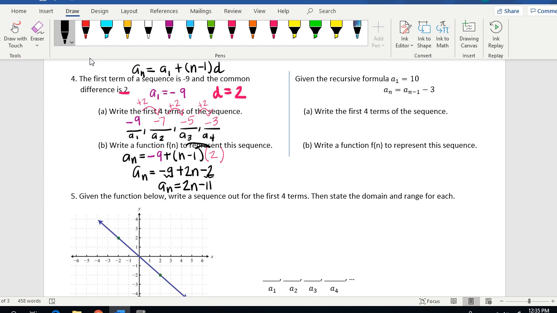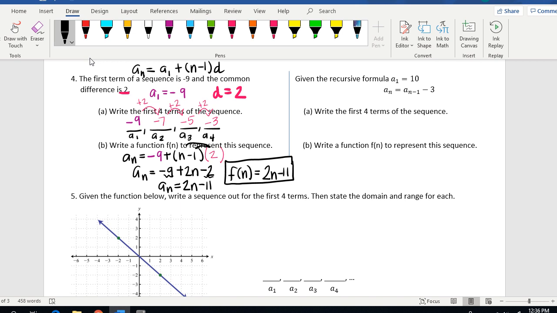Now I'm just going to change notation, and it says f of n. So I'm going to replace a sub n with f of n. So f of n equals 2n minus 11. All right, you try the next one.